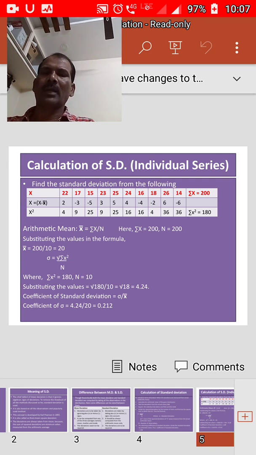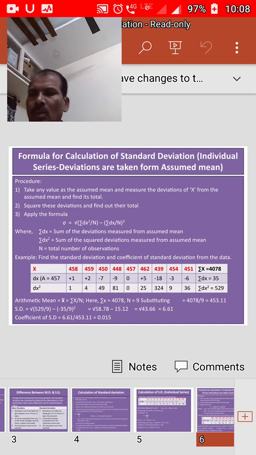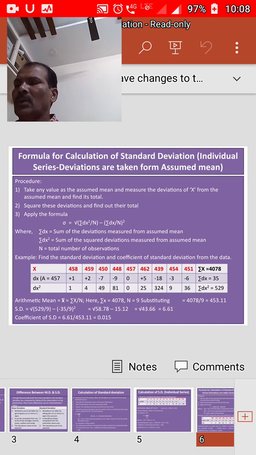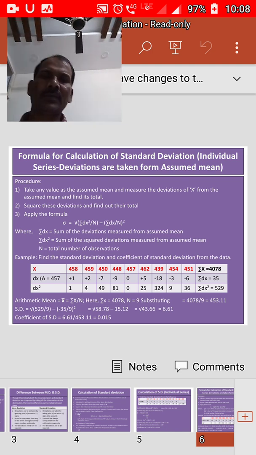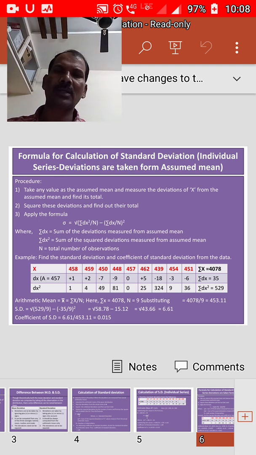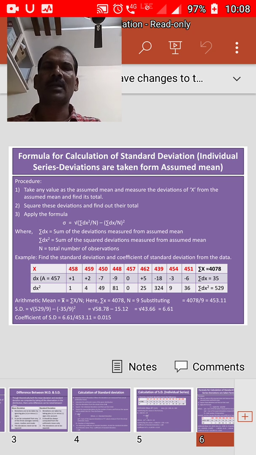Now we need to calculate the coefficient of standard deviation from this. You got the standard deviation 4.24, divided by the arithmetic mean we got, which is 20. 4.24 by 20 is equal to 0.212. As the coefficient of standard deviation is very small, it is more consistent and has more uniformity. That means the given data series is representative of the population, right?